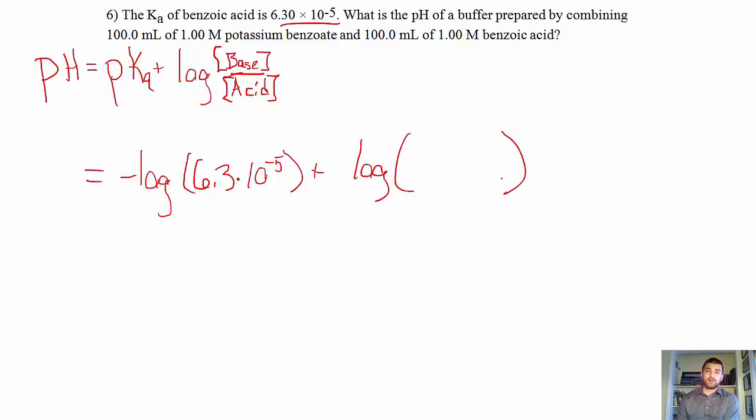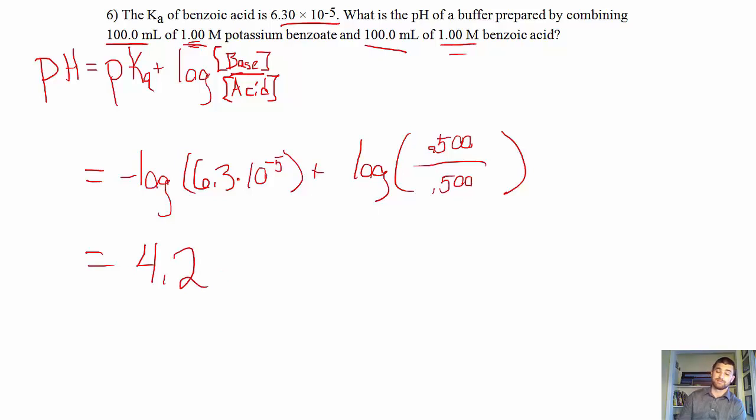Now, we got to figure out, well, what's the concentration? Because we're actually mixing these things. This one's a nice problem. It's not all that difficult because we're adding 100 milliliters and 100 milliliters. So I know the concentrations of these things are just going to be cut in half. So the concentration of the base would be 1/2 of 1 molar, so 0.500 molar, all over, again, half of that, 0.500 molar as well. So now it's just a calculation. We got a pH of 4.2.